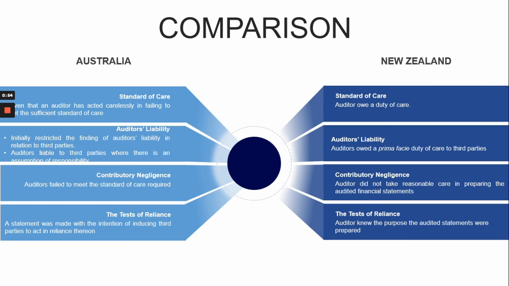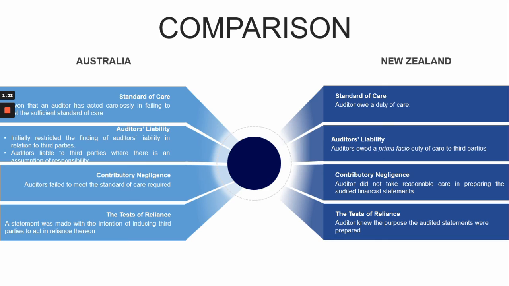As for the auditor's liability, the auditor's liability represents the legal liability that is assumed when the auditor is performing professional duties. Initially, Australia restricted the findings of auditor's liability in relation to third parties, but now Australian auditors are liable to third parties where there is an assumption of responsibility. Auditors owe a prima facie, the first impression, duty of care to third parties in New Zealand.